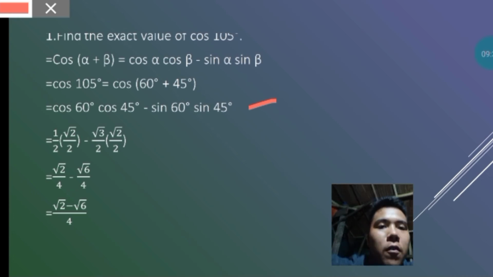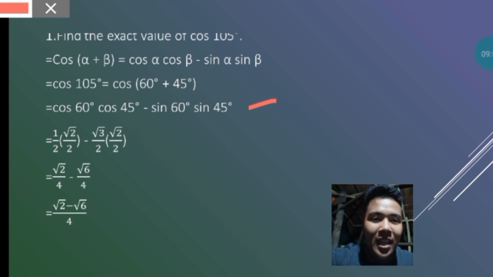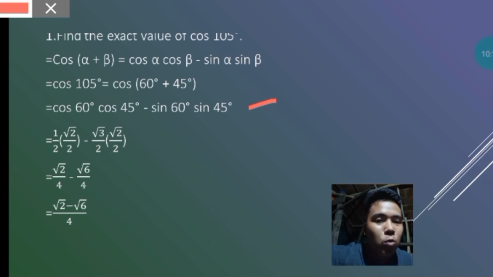So after having the values of cos 60 and cos 45 degrees, the value of cos 60 degrees would be 1/2, then cos 45 degrees is square root of 2 over 2, minus the value of sine 60, which is square root of 3 over 2, times the value of sine 45, which would be square root of 2 over 2. So you are going to operate. First, multiply 1/2 times square root of 2 over 2, which would be square root of 2 over 4, since you multiply 2 by 2, so 4. Then copy the sign. Then square root of 3 times square root of 2. So you're going to multiply 3 by 2, right?